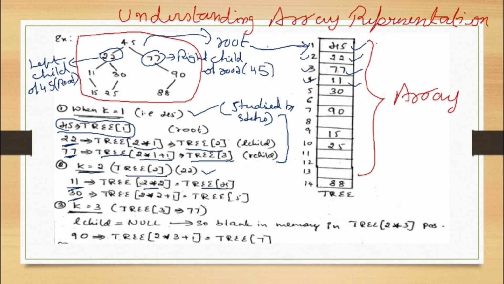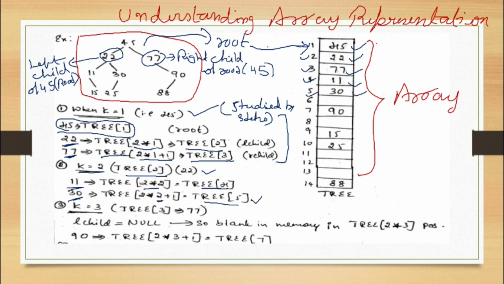Similarly, 30 is nothing but the fifth element. How do we know it is the fifth element? Tree of 5 is nothing but 2 into 2 plus 1, where k is equal to 2. In the second location we have 22. So 2 into 2 plus 1, that is tree of 5. So in tree of 5 we have 30.